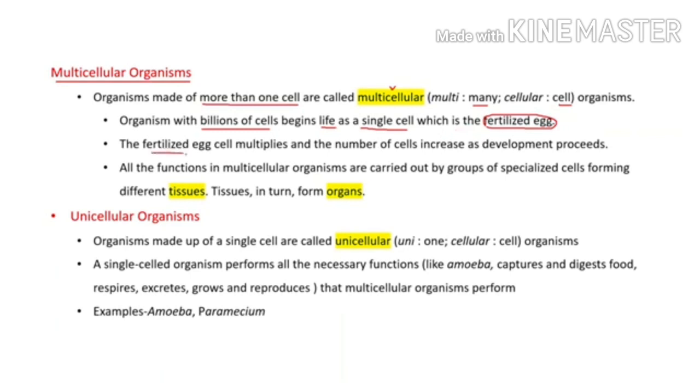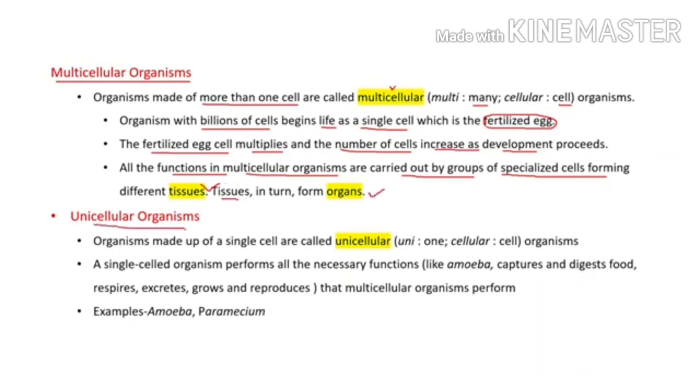The fertilized egg cell then multiplies and the number of cells increases as the development proceeds. All the functions in multicellular organisms are carried out by groups of specialized cells forming different tissues, and tissues in turn form organs.